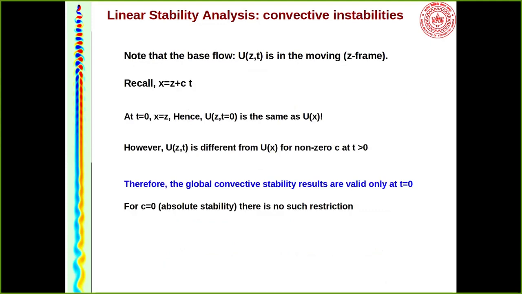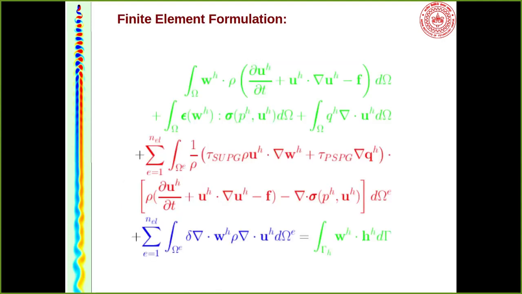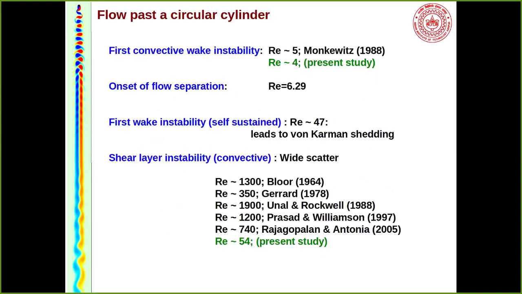Okay, I can skip this slide. We will do it mostly for C equal to 0. So we can write down a finite element formulation for the base equations. We can write it down for the disturbance equations and solve it. Not very trivial, but it can be done if you are careful. Okay, so let me show you what we were able to find out.